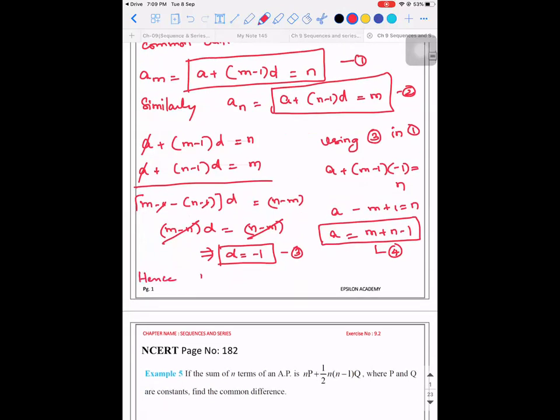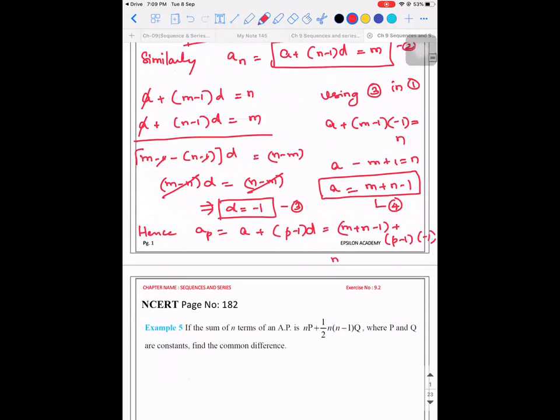Hence, AP, the pth term, will be a plus p minus 1 into d. A is m plus n minus 1, plus p minus 1 into d which is minus 1. So solve for this, you will get the answer. When you solve, you will get m plus n minus 1 minus p plus 1. 1 and 1 will get cancelled. m plus n minus p is the required answer. Clear?